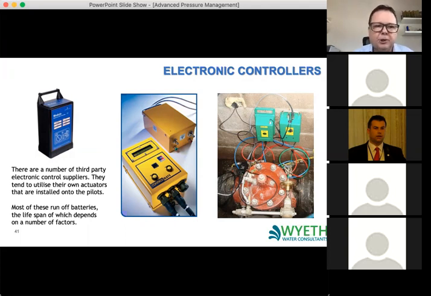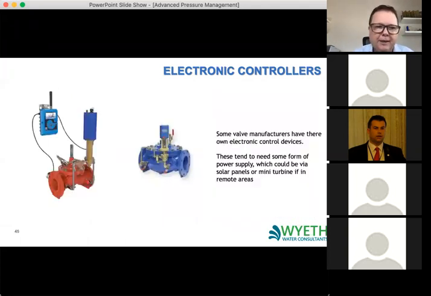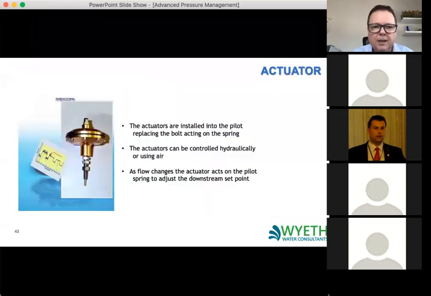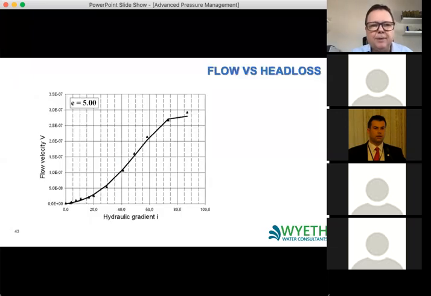Now, with these controllers, both the manufacturer's ones and the electronic third-party ones, you actually need to develop a curve. This is what we call a flow versus head loss curve. This is a bit of manual work where you actually have to manually work out at what flow you give to each pressure.